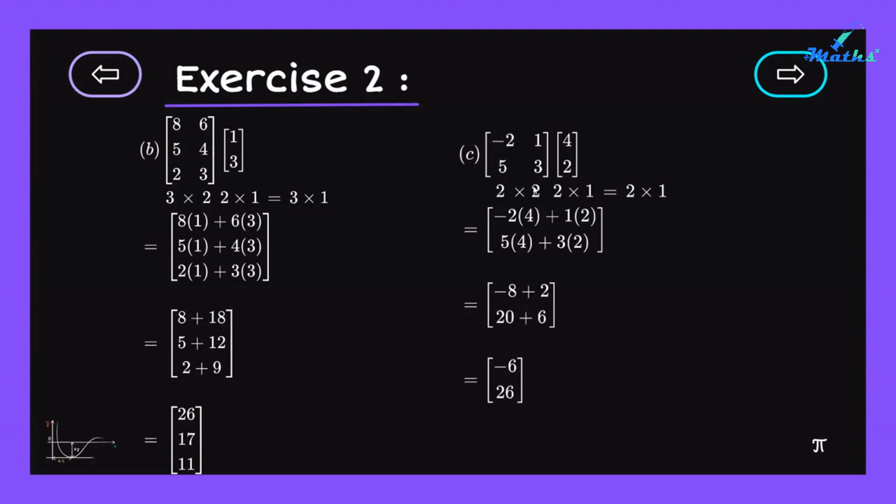And then there's C, which is negative 2, 1, 5, 3, 4, 2. It is 2 times 2 and 2 times 1. So obviously we also can multiply together, and now the order of the product is 2 times 1. So it's negative 2 times 4 plus 1 times 2, and 8 times 4 plus 3 times 2. Times together, add together, and that will get the answer negative 6 and 36.